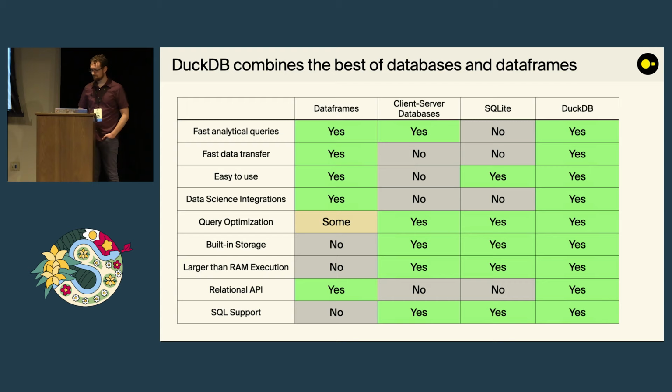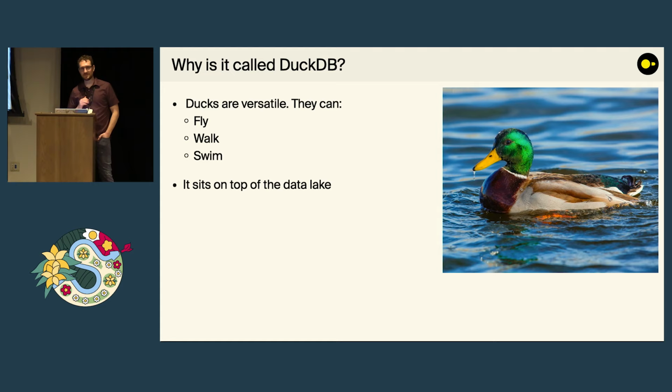So we've made it this far. And we still haven't talked about why it's called DuckDB. Why is it called DuckDB? Well, ducks are very versatile, right? They're the envy of the animal kingdom. They can fly, they can walk, they can swim. They sit on the data lake. If only that were true.